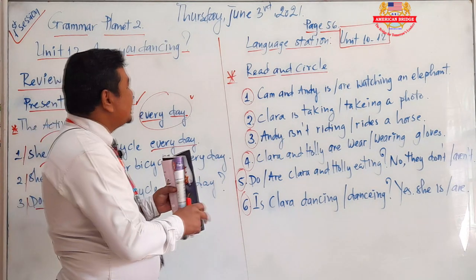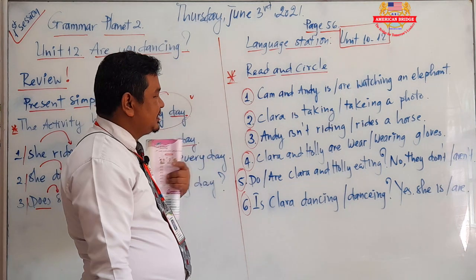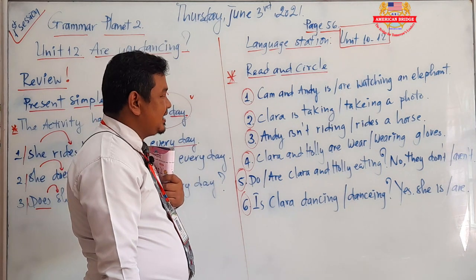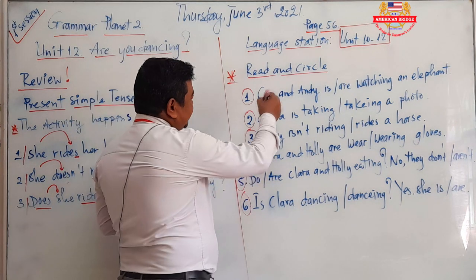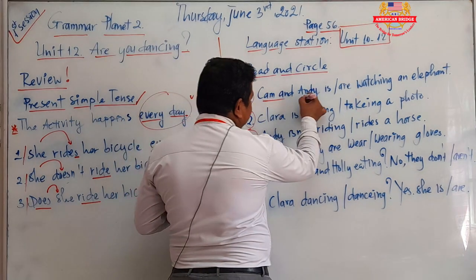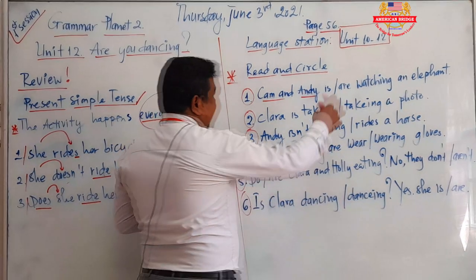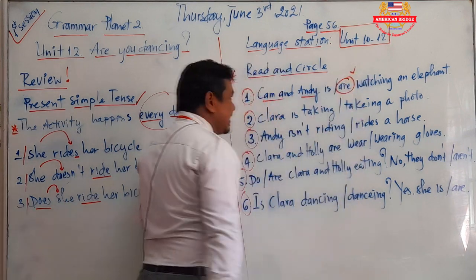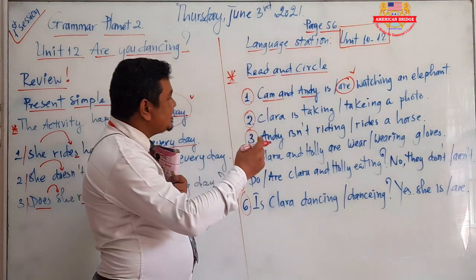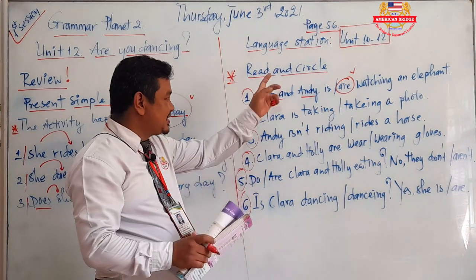Okay, so number 1, Cam and Andy are watching an elephant. So this one is Cam, this one is Andy. So you have to circle the word are. Yeah, are. This one is the correct answer. So circle it, and then these are watching an elephant. Can you see it right now? Okay, this one is the correct answer.